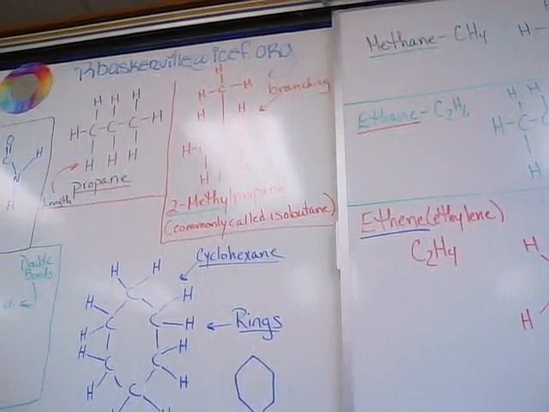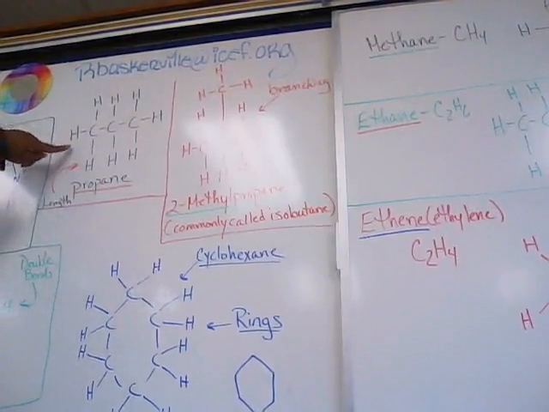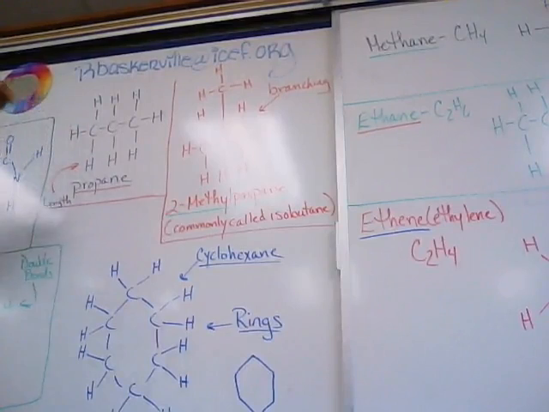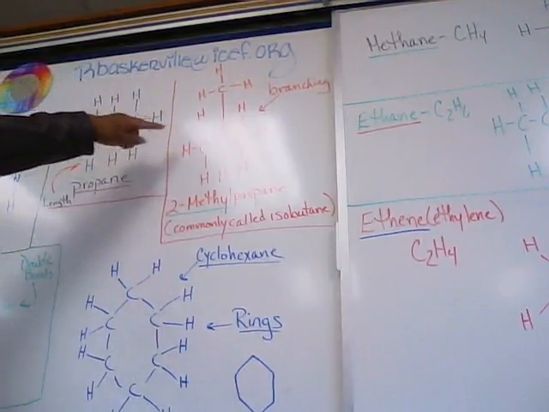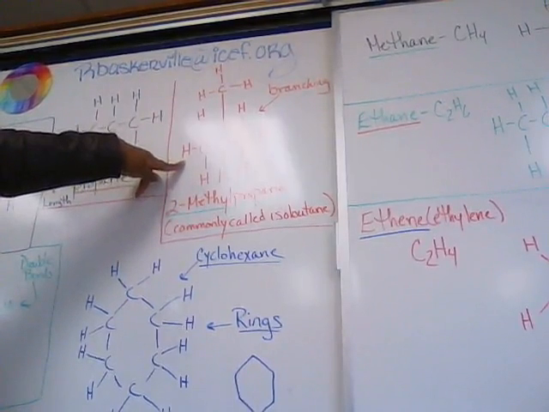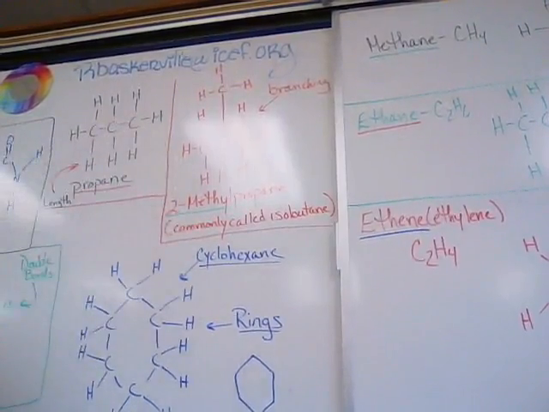Another characteristic of hydrocarbons is that they can undergo reactions that release a relatively large amount of energy. Here I have up here, this is propane, and it shows the length of the hydrocarbon. Then I have here 2-methylpropane, commonly called isobutane, and this shows the branching of the hydrocarbon.